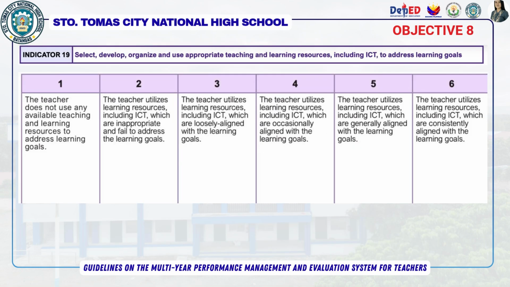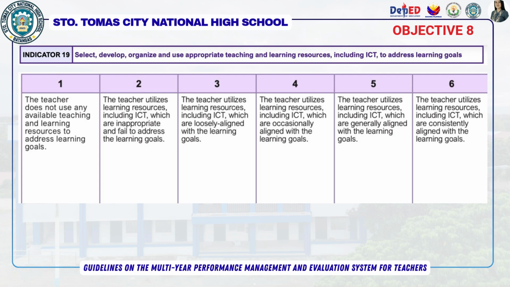Objective 8 focuses on how you utilize instructional materials and resources, including ICT. This is about purposeful selection and effective use. In the lowest levels, the teacher either doesn't use resources or uses ones that are poorly thought out, or unsuitable. A level 3 teacher uses a variety of resources, but they don't actually support the learning goals. They are decorative, perhaps, but not functional.